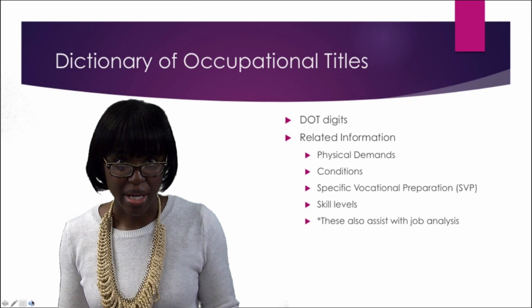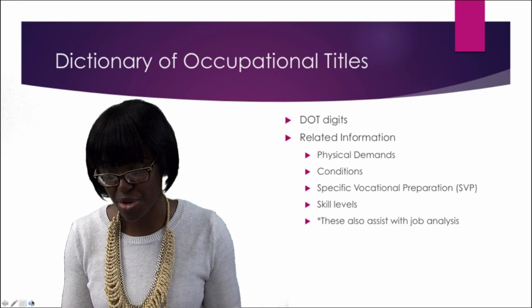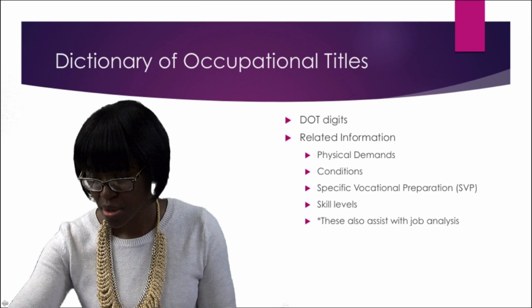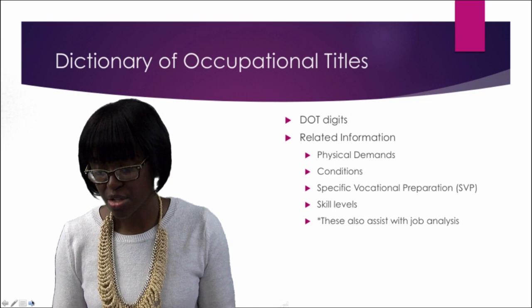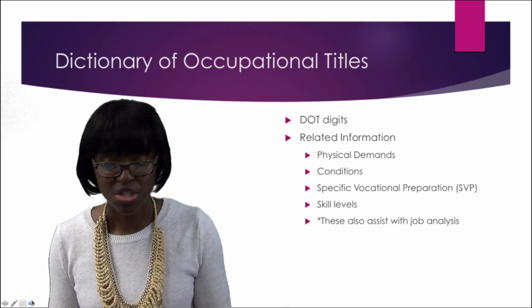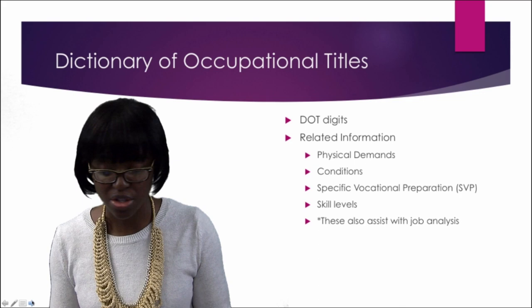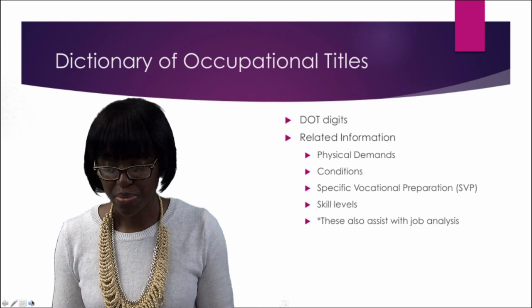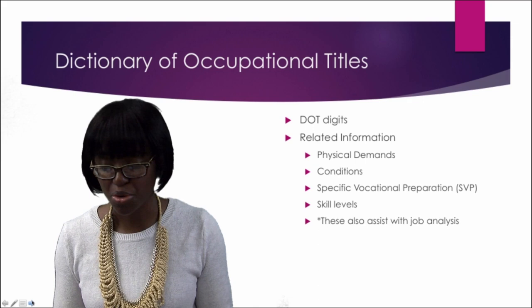Now, speaking of the digits, let's break them down. The first three digits of the DOT signify the occupational category. The first digit is the category, the second digit is the division, and the third digit is the group. Digits 4 through 6 specify the job's relationship to the data. And then the final three digits are just for the computer only, existing to give each job a unique code.